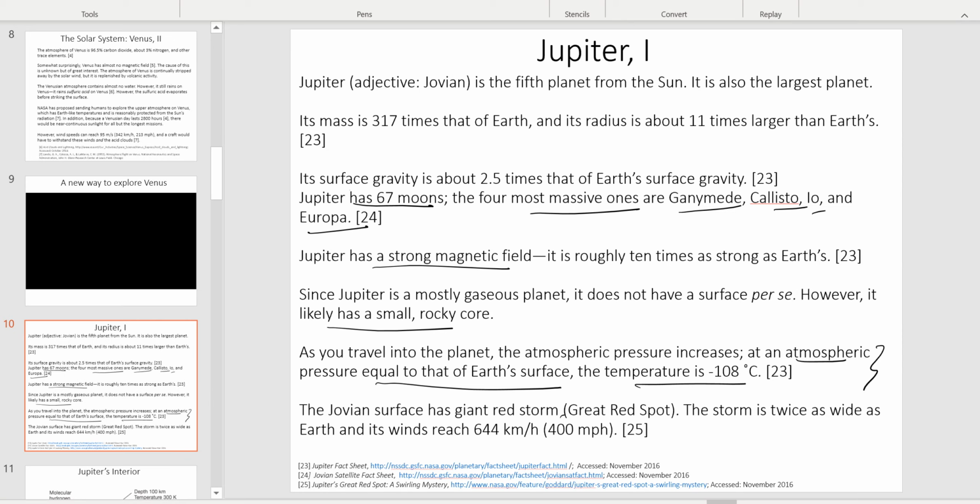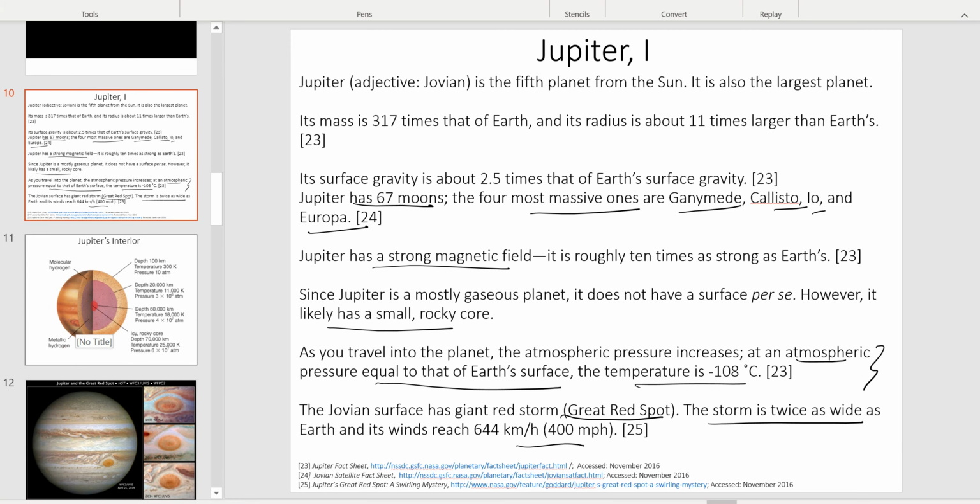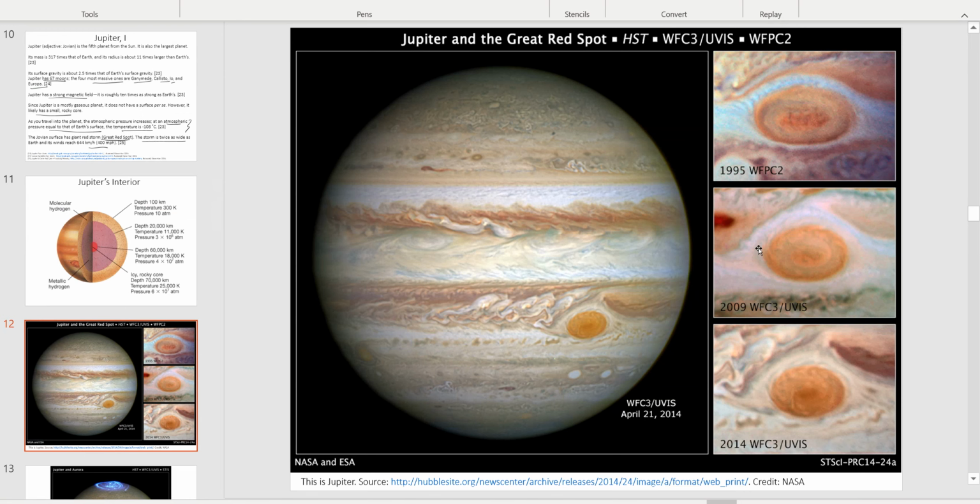Jupiter has a Great Red Spot. This is maybe the best known surface feature of Jupiter. This is a giant storm, which is about twice as wide as that of Earth. The winds in the Great Red Spot reach somewhere around 400 miles per hour. I'll just show you the spot here.